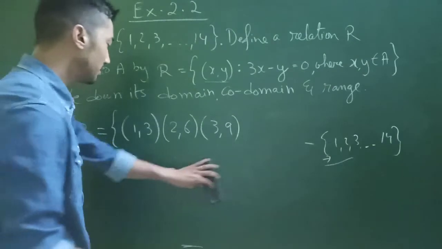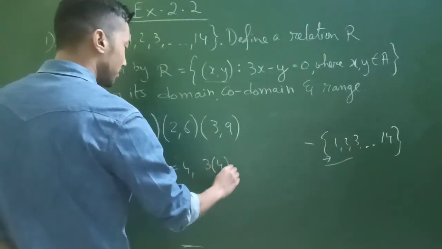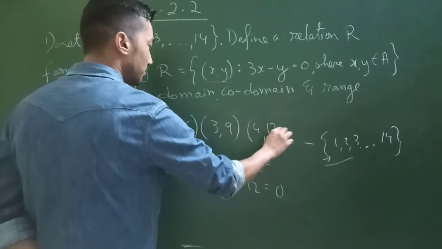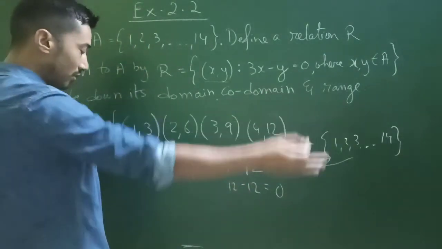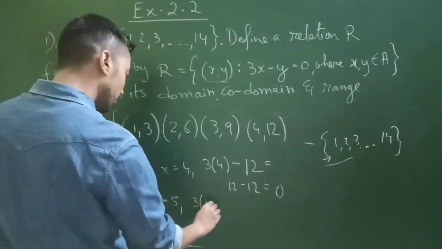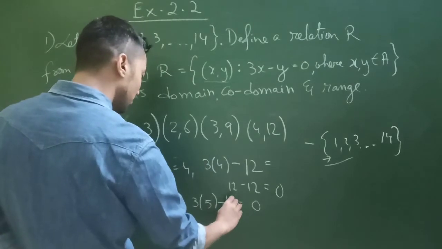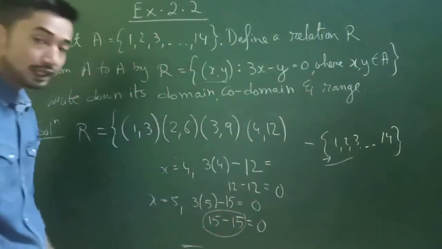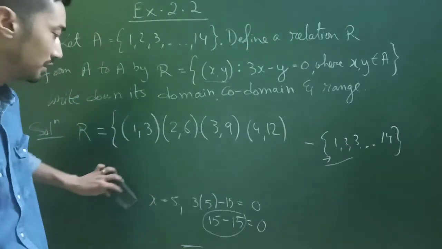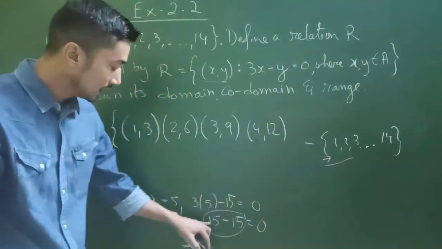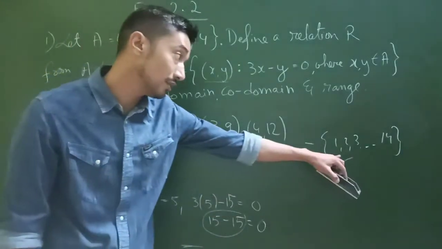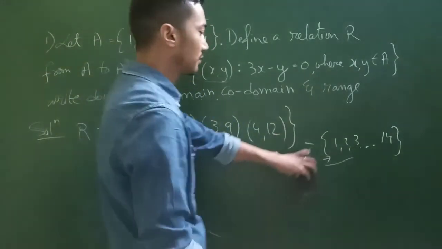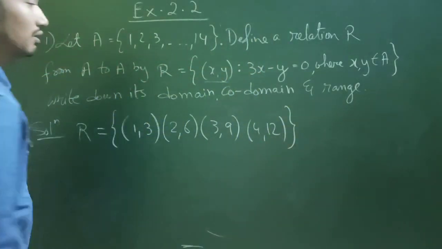Can we go further? I think so. Suppose x is 4. 3 fours are 12, and 12 minus 12 is 0. That means (4, 12) is a pair. If x is 5, then 3 fives are 15, and 15 minus 15 is 0, but 15 is not there in the second set, which only goes up to 14. So it is not possible. So 4 is the last one we can take, because 3 fours are 12 minus 12. So this is our ordered pair.